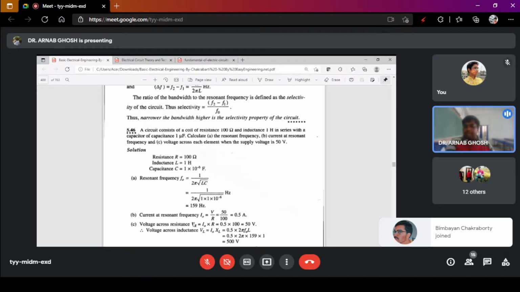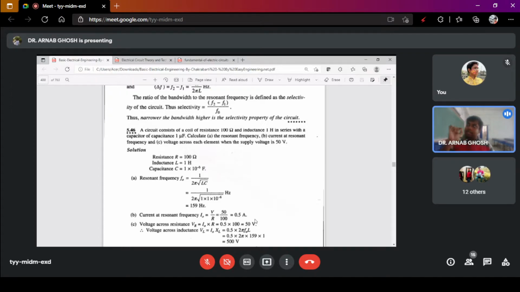When you do this in your problems, please mention that at resonant condition, the inductive reactance is equal to the capacitive reactance. So impedance is R, and the current at resonant frequency is V by R.